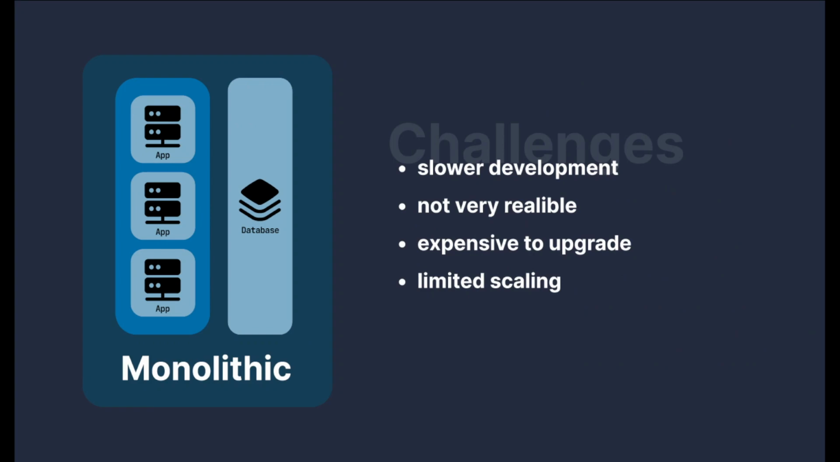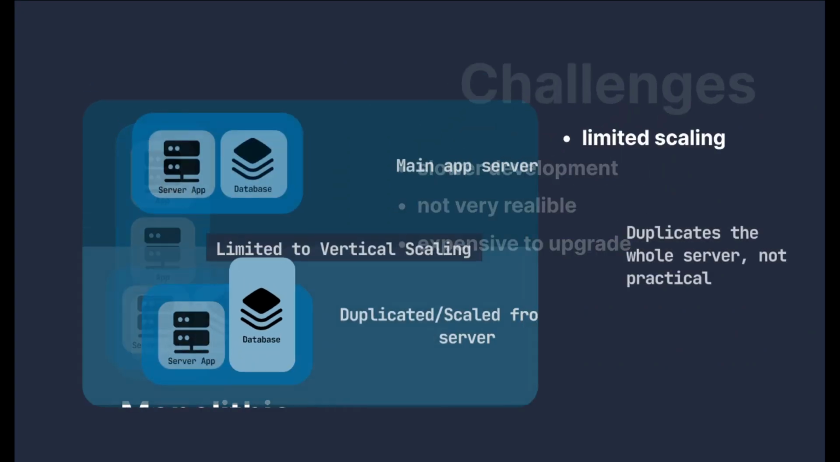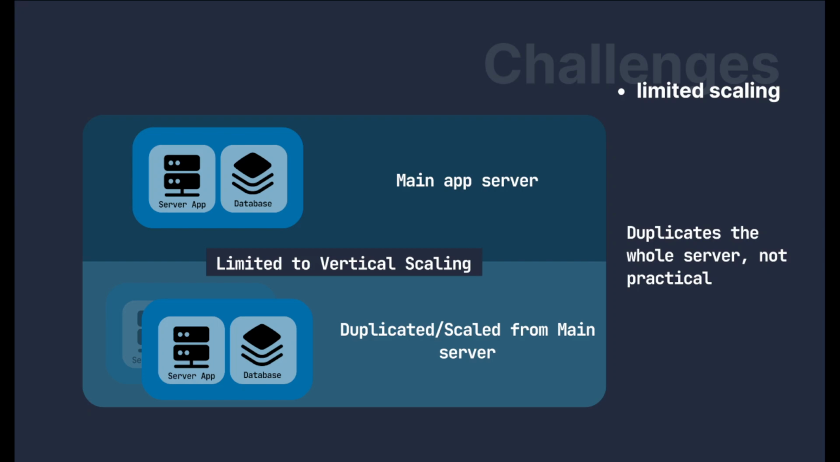Sure, you can still scale this, but you're limited to what we call vertical scaling. Vertical scaling, for example, is having this main app server and duplicating it into a scaled server. This means that every single function that you have in your main app server has to be the exact same features within the scaled servers, which makes it not practical and not to mention time consuming.